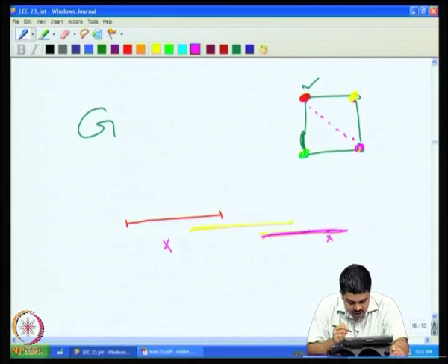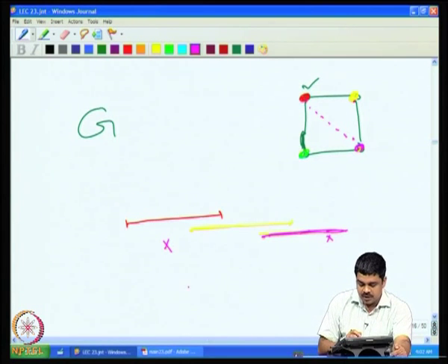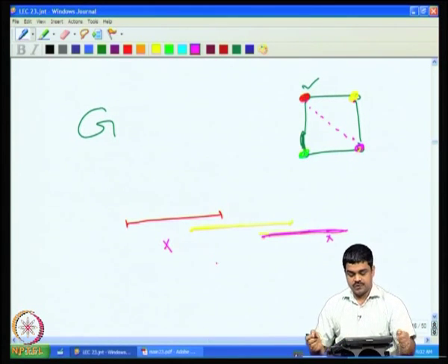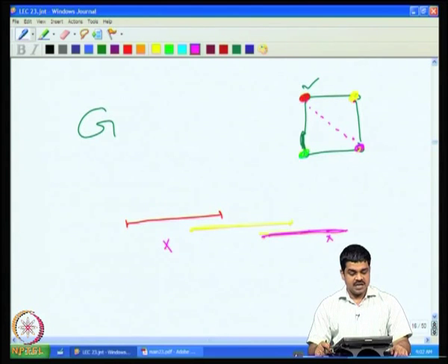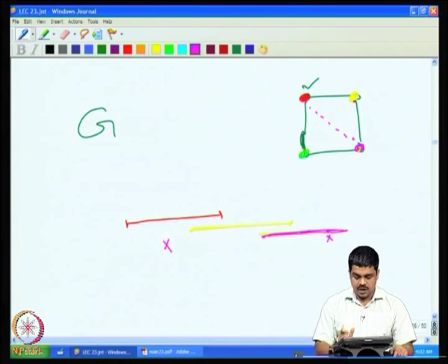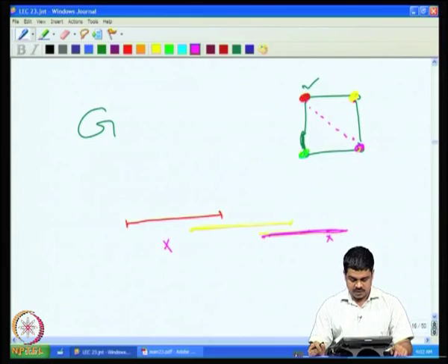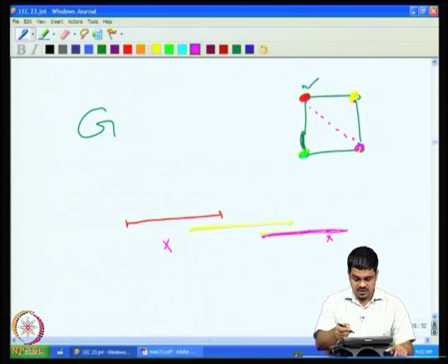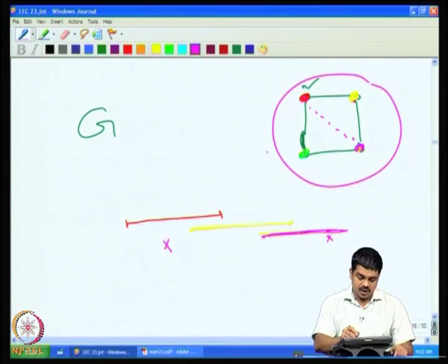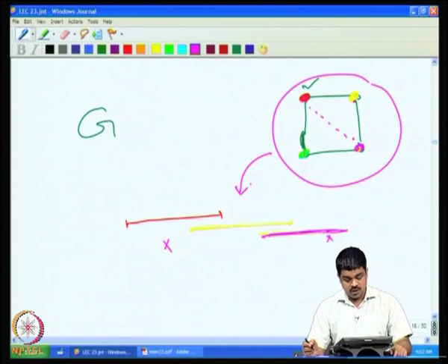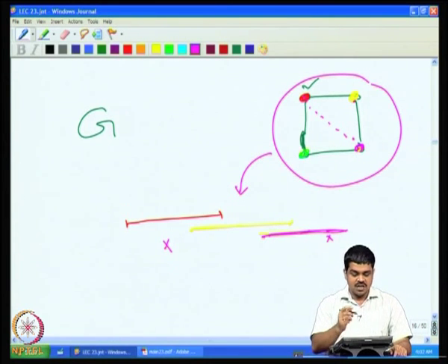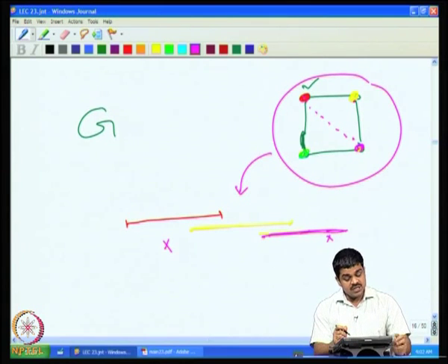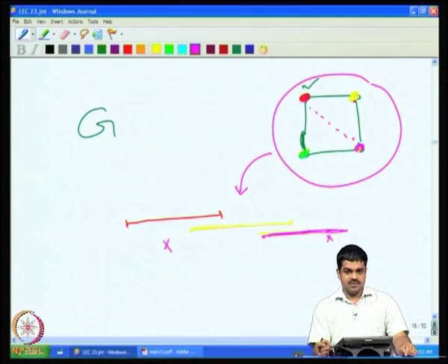Of course, a little non-rigorous argument, but you can see that it is not possible. I will encourage the students to come up with a very rigorous argument for this. But you see, this graph cannot be converted to a family of interval graphs such that this becomes the intersection graph of that. So, therefore, there are graphs which are not interval graphs.